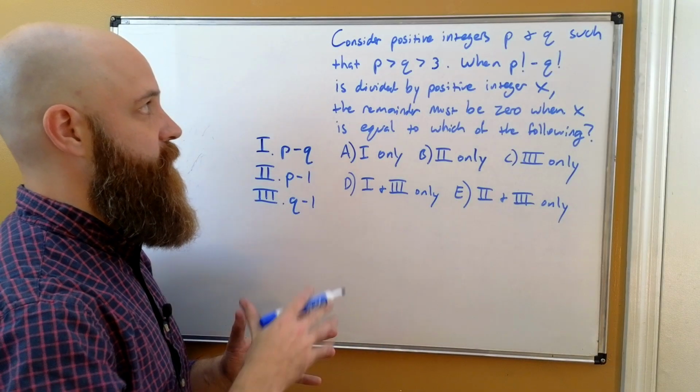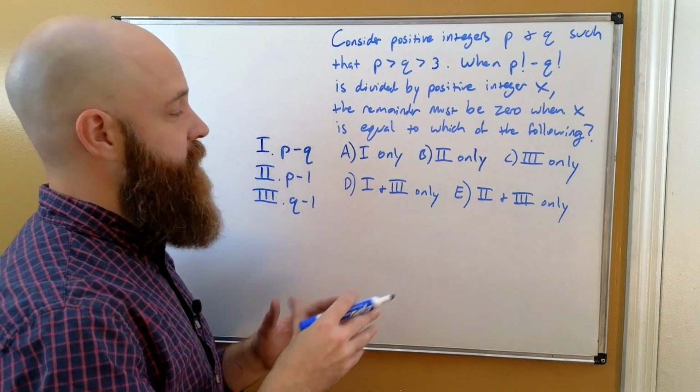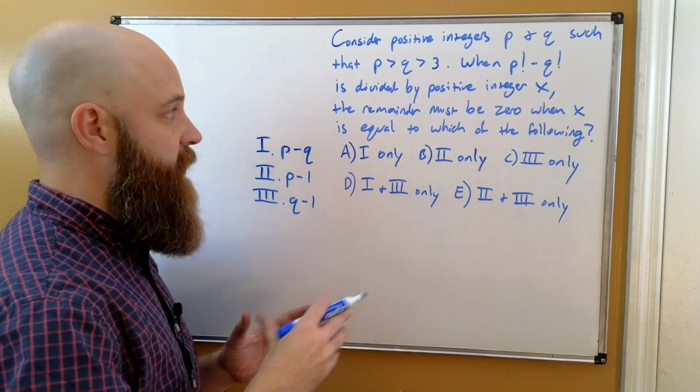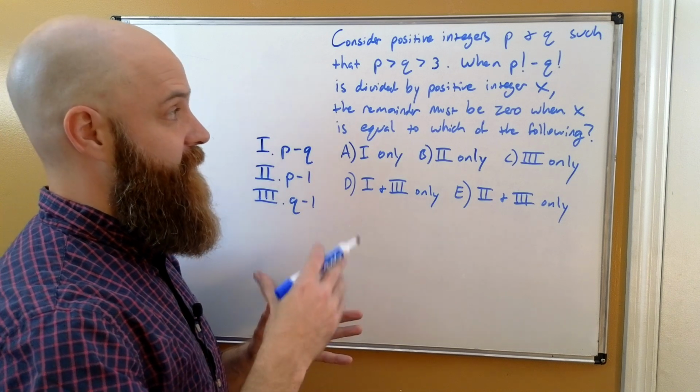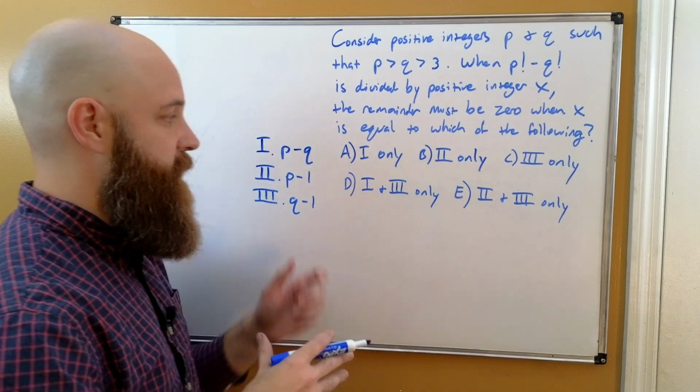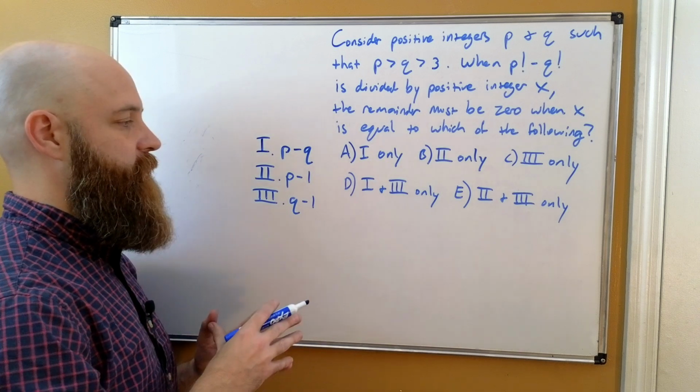All right, let's take a look at this one. Consider positive integers p and q such that p is greater than q is greater than 3. When p factorial minus q factorial is divided by a positive integer x, the remainder must be 0 when x is equal to which of the following? And I'm given some possible expressions to represent x.